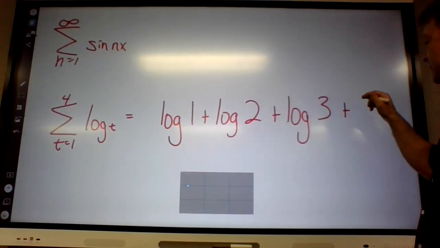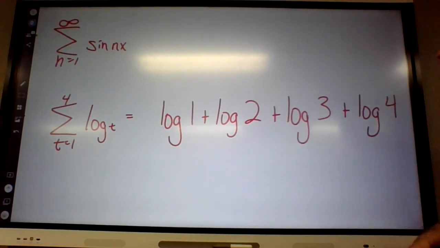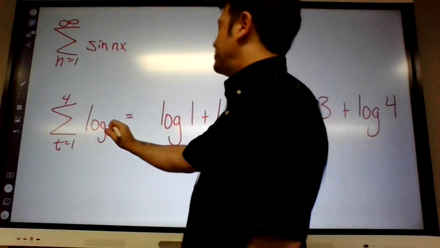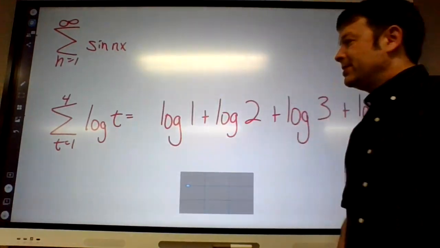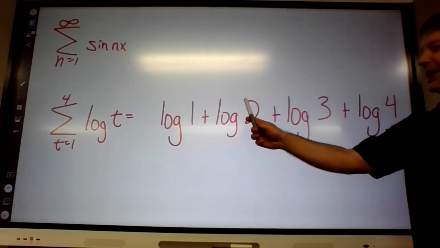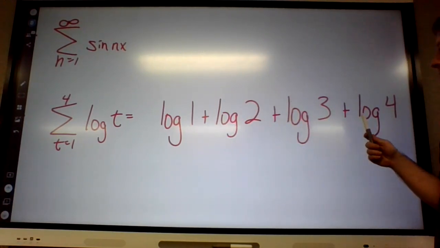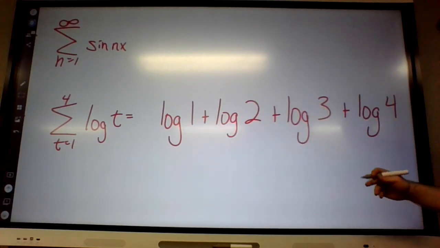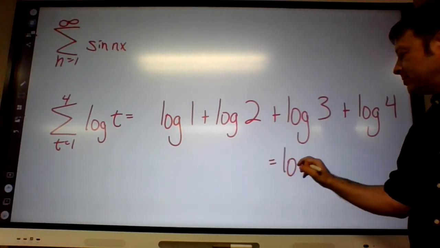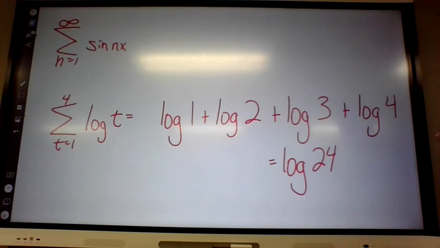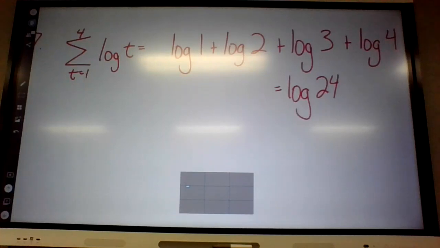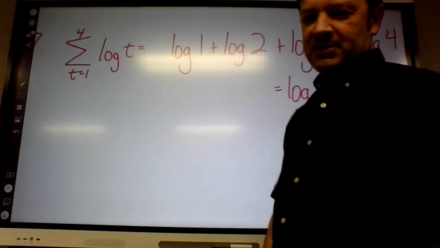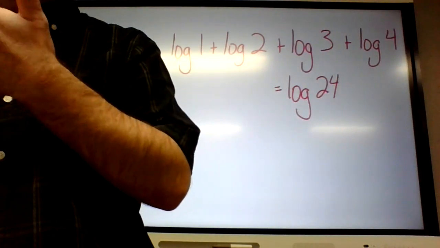You guys remember the rules of logs? Of course you do, right? Yeah, so you really like the one on the log of T. Oh yeah, I wrote this part wrong. It's supposed to be a big T there. Well, if you're adding the logs together with the same base, you can just multiply these numbers. Remember that? So you just do 1 times 2 times 3 times 4. That would equal common log of 24, which is what we're supposed to get. I don't know if you could show more work than that. A little bit. That's okay.